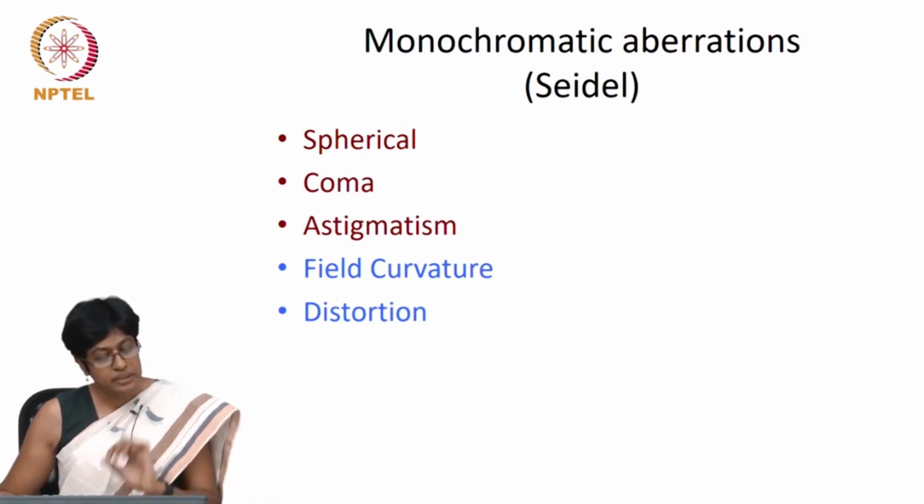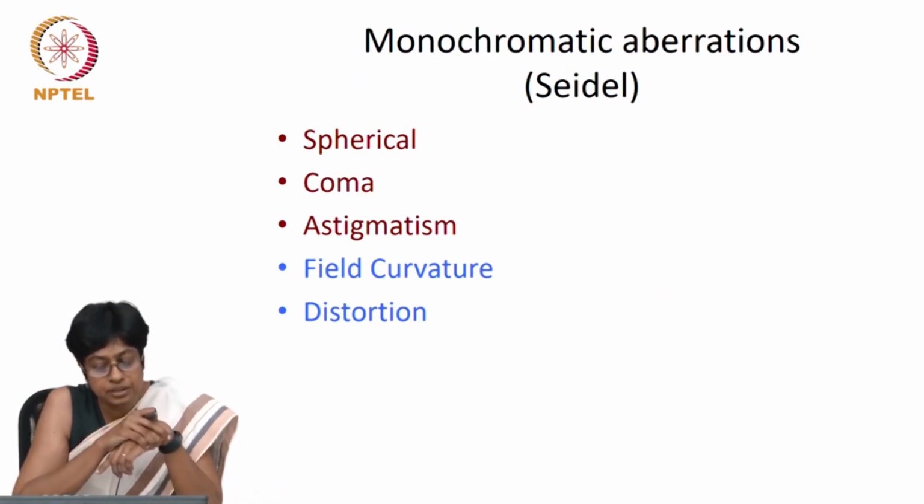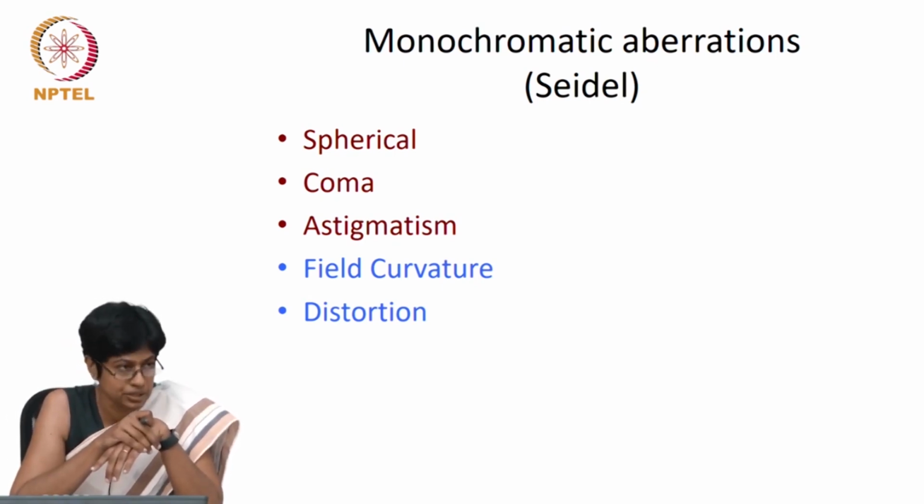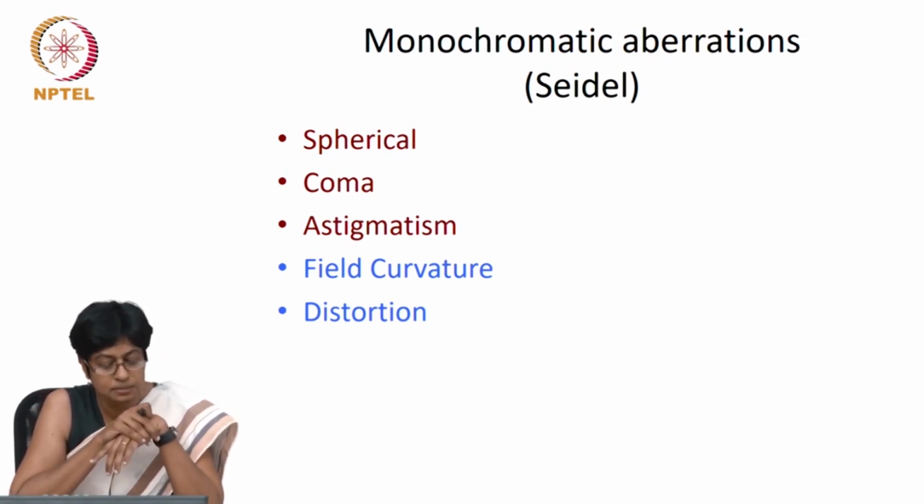Okay, so we'll start with the monochromatic aberrations. They were studied quite extensively and codified by this person Seidel, so they are also often called the Seidel aberrations. And there are 5 aberrations: spherical, coma, astigmatism, and then field curvature and distortion.